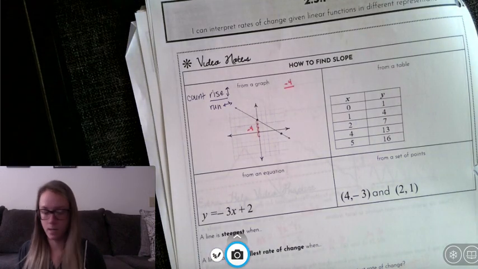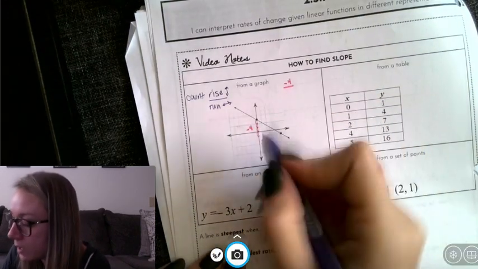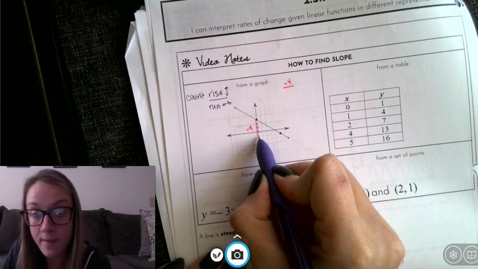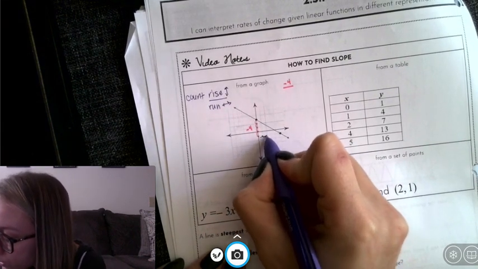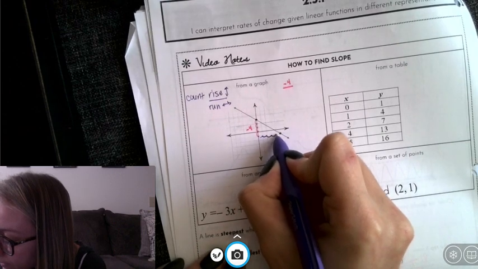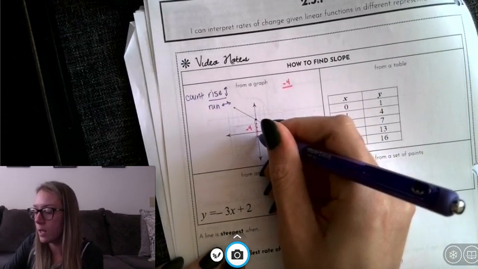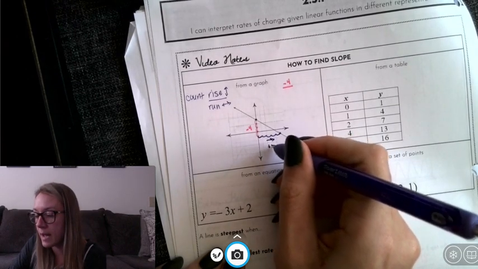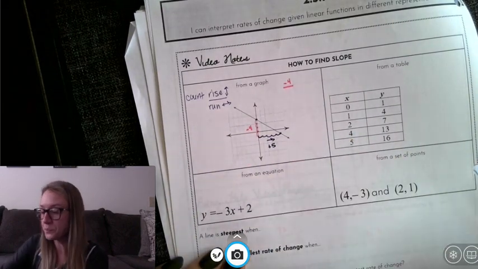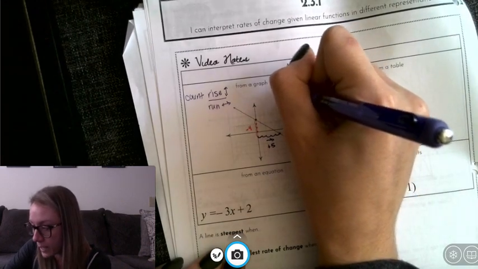And then I don't think you guys will see yellow, so I'll use purple. Wherever I left off, I need to do my run. So I need to go 1, 2, 3, 4, 5. And I went to the right. So that's going to be a +5. So my run is a +5.